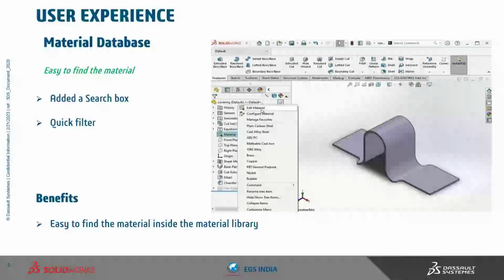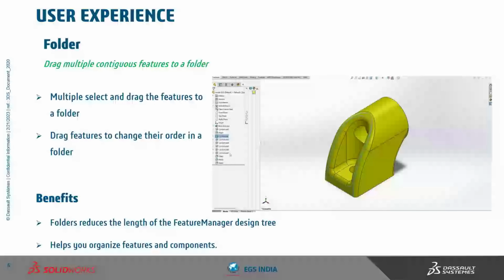Now we move on to folders. In older versions of SolidWorks, we couldn't drag and drop multiple features at once. But now we can multi-select the continuous features and drag and drop them into the folder. These folders will organize our FeatureManager design tree and will be useful when there are many features.